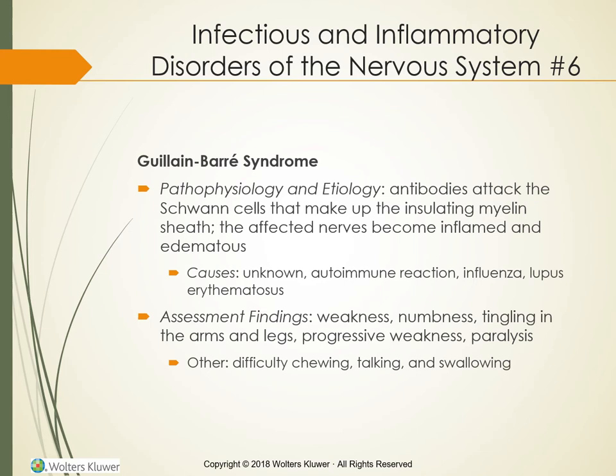For example, the physician may order gabapentin, also known as Neurontin, or a tricyclic antidepressant such as amitriptyline, known as Elavil, or an opioid to relieve discomfort. If the respiratory muscles are involved, endotracheal intubation and mechanical ventilation become necessary. Difficulty chewing and swallowing necessitates the administration of IV fluids, gastric tube feedings, or total parenteral nutrition, TPN.